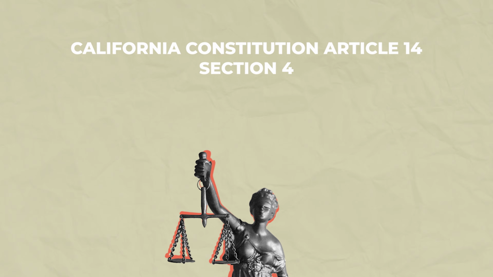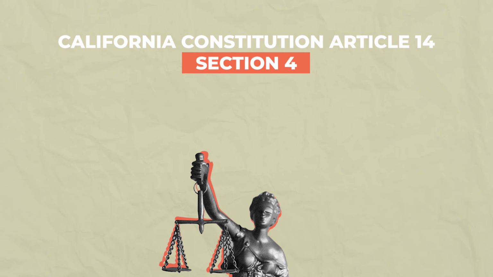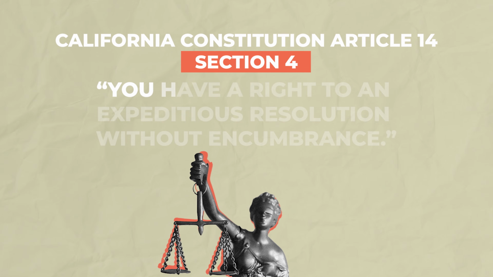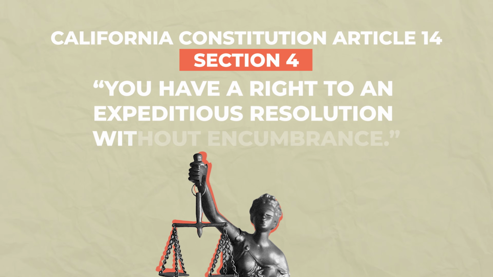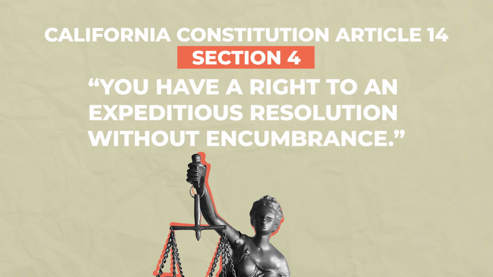Injured workers' due process: they have a constitutional right under California Constitution, Article 14, Section 4, that basically says you have a right to an expeditious resolution without encumbrance. Right? What does that mean? Injured workers' due process is to have a quick resolution and administration of the benefits they're legally entitled to. So there's due process. He wants a quick resolution. They want to keep delaying it to find information that could help their case. So where is it, right?